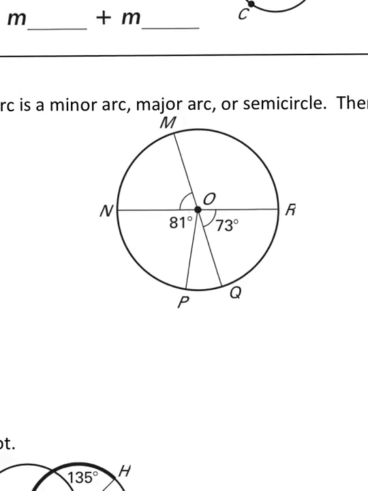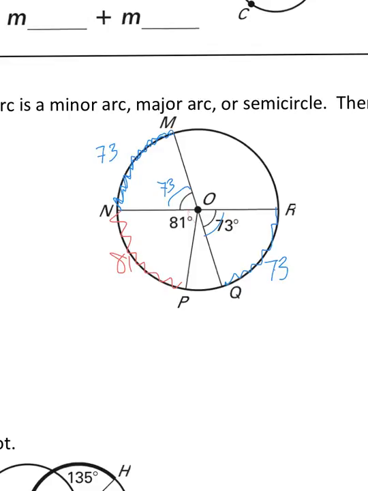First thing I notice is they gave me 81 degrees here, so I know right away that this arc is going to be 81 from N to P. Next thing I notice is they give me 73 here, so this arc is going to be 73. As they point out, those two central angles have to be congruent. They're vertical angles, so this one up here has to be 73. So now I have this arc for NM.